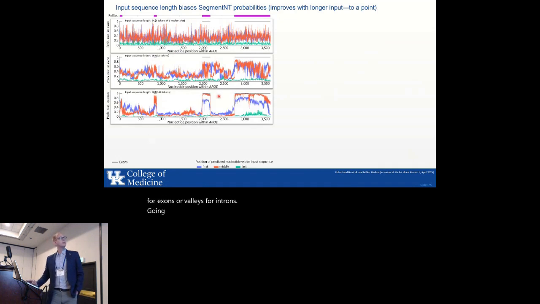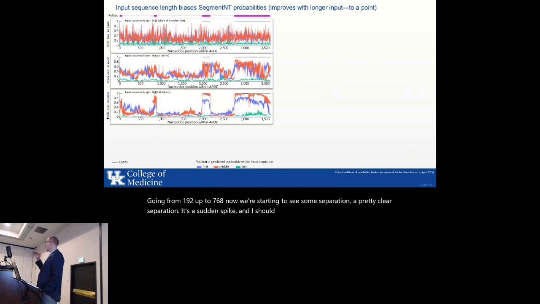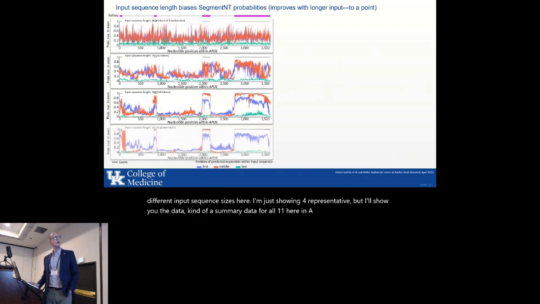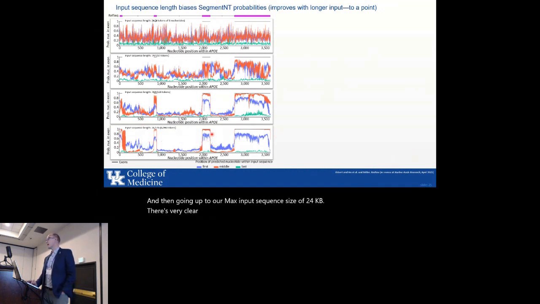Going from 192 up to 768, now we're starting to see some separation, a pretty clear separation. It's a sudden spike. And I should emphasize, we looked at 11 different input sequence sizes. Here I'm just showing 4 representative, but I'll show you the summary data for all 11 in a minute. And then going up to our max input sequence size of 24 kb, there are very clear peaks and valleys with exons and introns respectively, as we saw earlier.